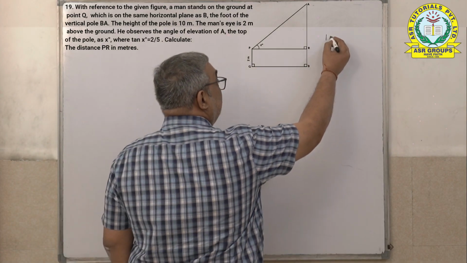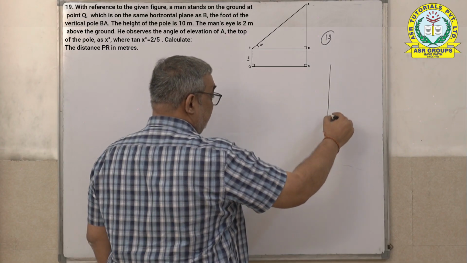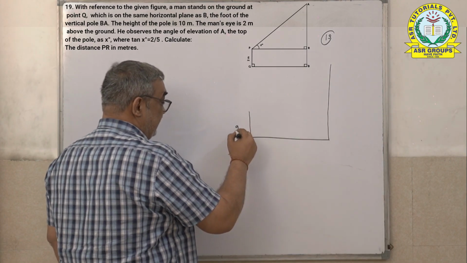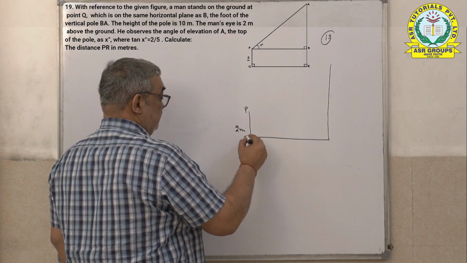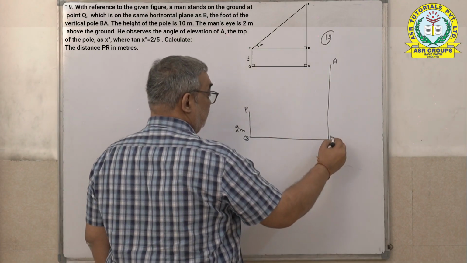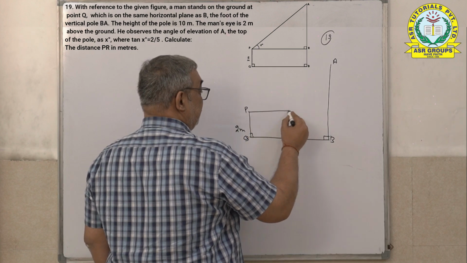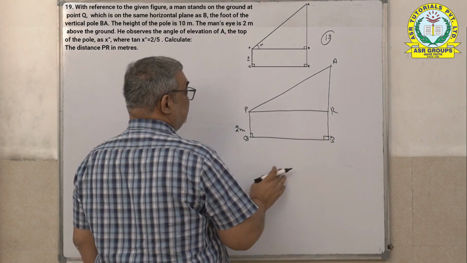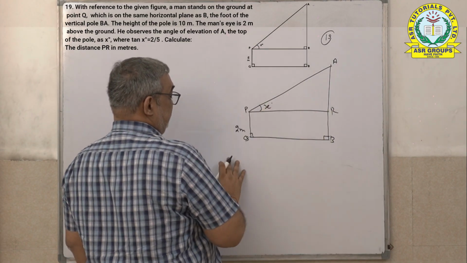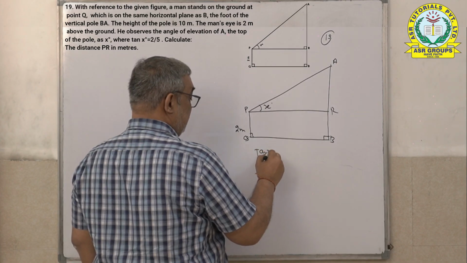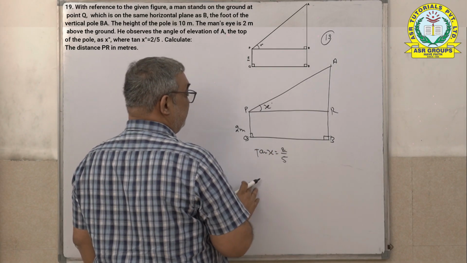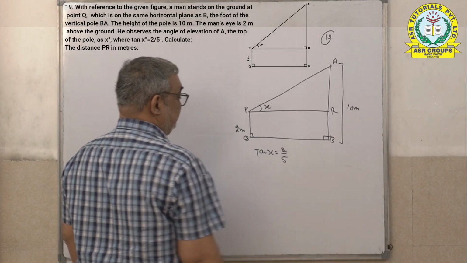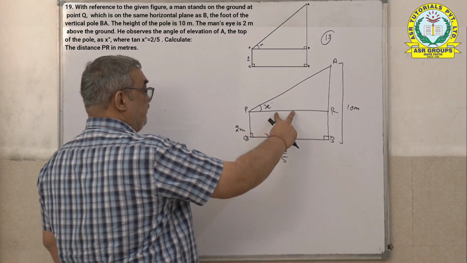Sum number 19. This is the figure you have. A person stands here, height is 2 meter. When the person looks at the top of the tower, this angle is x degree. They have given that tan x is 2 by 5. This is 10 meter. Find out PR.